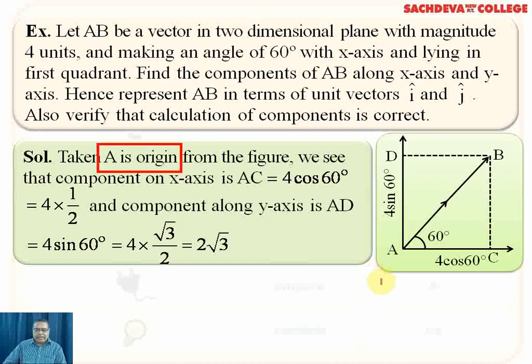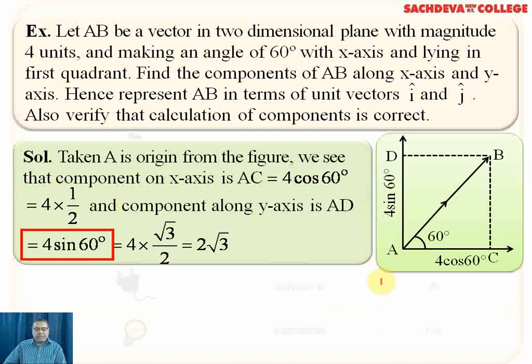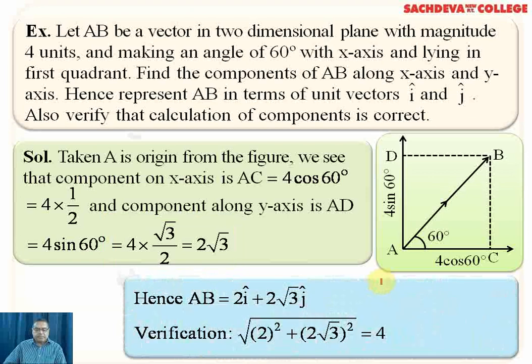So here A is taken as the origin in the figure. The component on the x-axis is AC, that is 4 cos 60, so we multiply 4 into half. And the component along the y-axis is AD, that is 4 sin 60, that is 4 into root 3 by 2, which is 2 root 3. Hence, AB is equal to 2i plus 2 root 3 j, where i and j are the unit vectors along the x-axis and the y-axis.